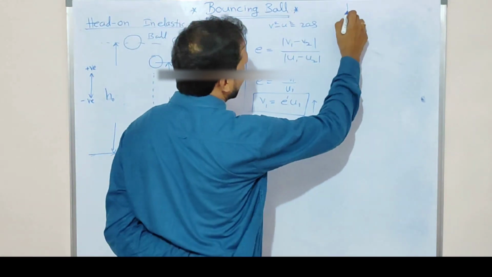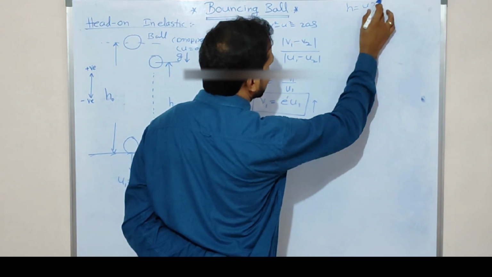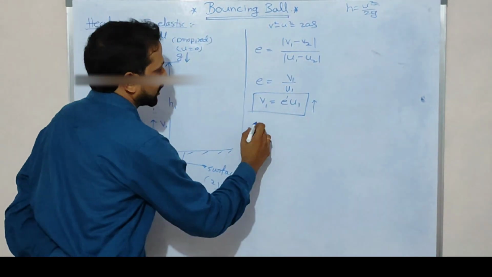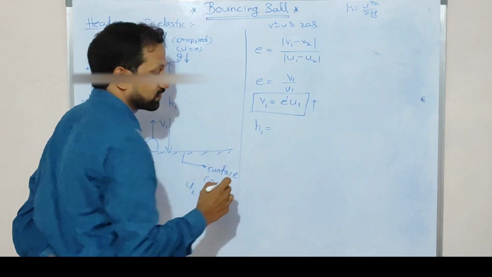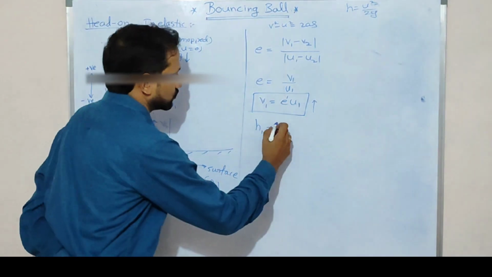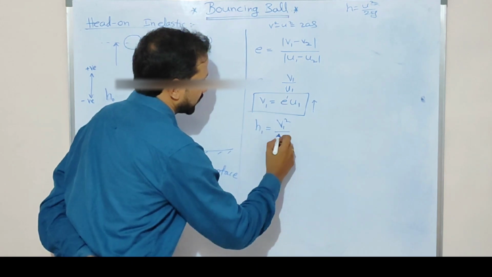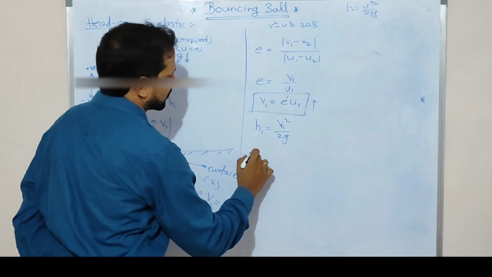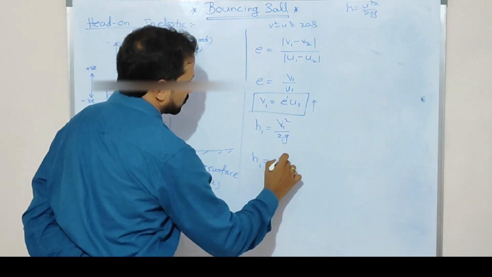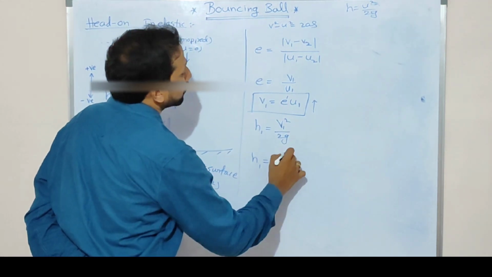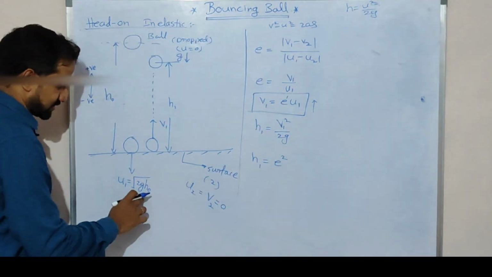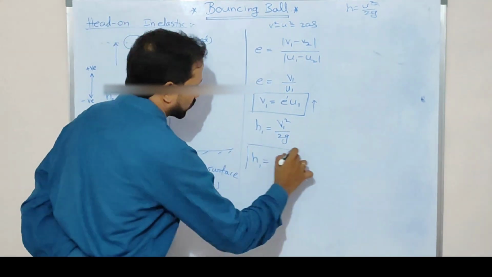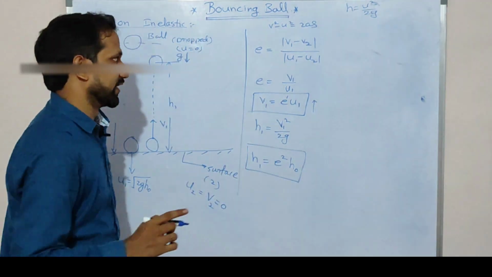With this V1, how much height it can go, we can find from the kinematics formula. The height attained, h equals u squared by 2g. So h1, the height after the first impact, equals speed squared by 2g. We substitute that speed V1 squared, so h1 equals e power 2 into h0, if you substitute this U1 as this one. This is h1 after the first impact.